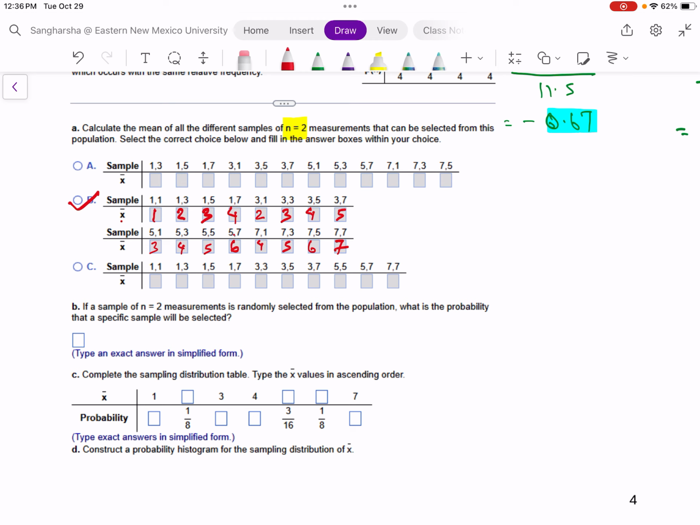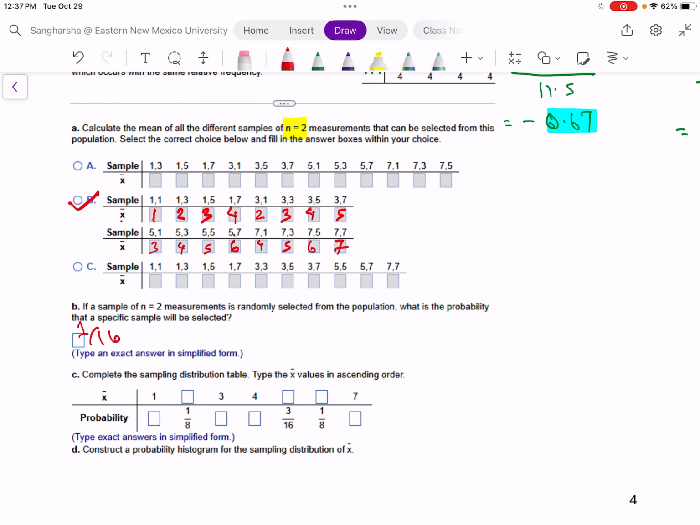Okay. Now, if a sample of n equals 2 measurements is randomly selected from this population, what is the probability that a specific sample will be selected? Now you have this sample, okay? So you have 1, 2, 3, 4, 5, 6, 7, 8. So you have 16 samples. Now out of 16 samples, what is the probability of selecting one specific sample? So you have 16 different balls, okay? You can just consider a ball. You have 16 samples and you are picking one sample out of that 16. So what is the probability? 1 over 16.